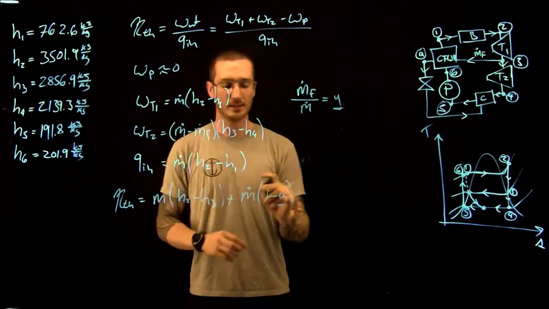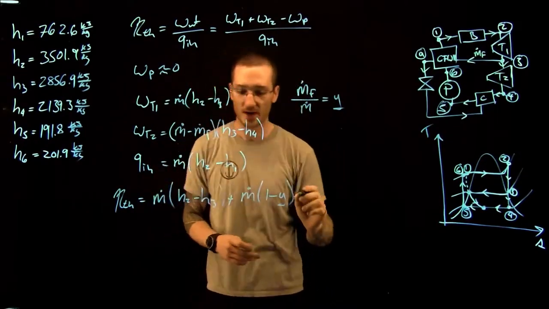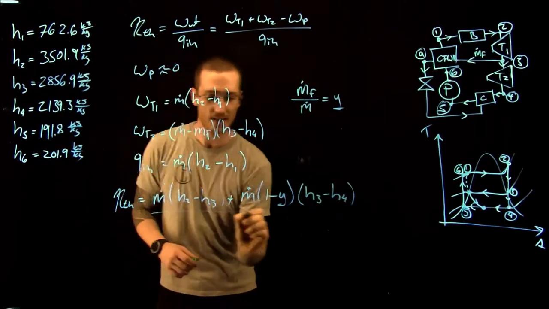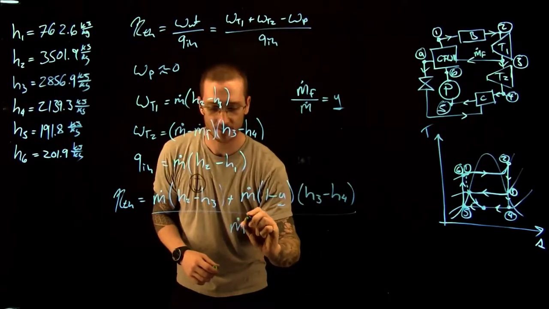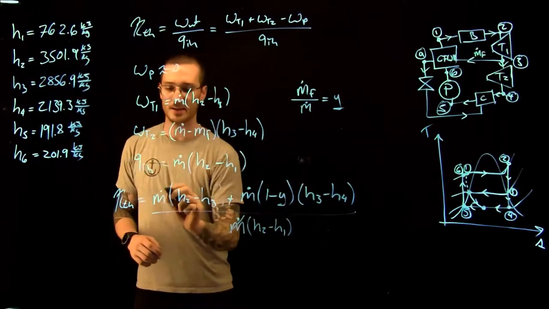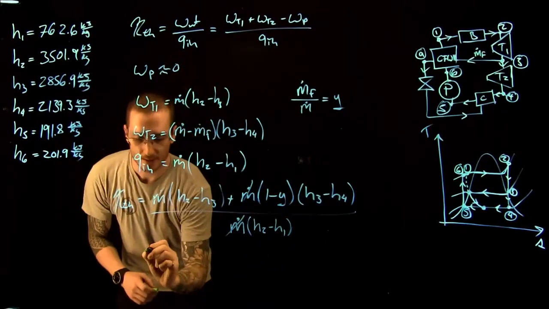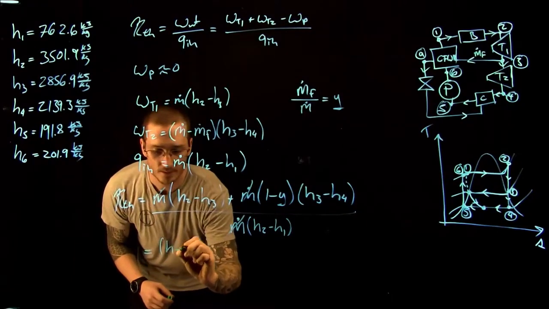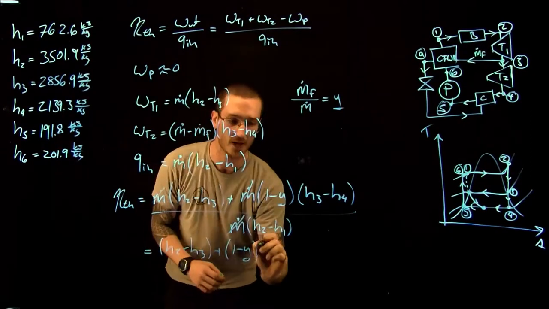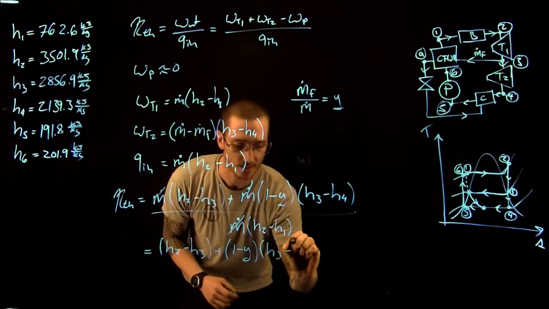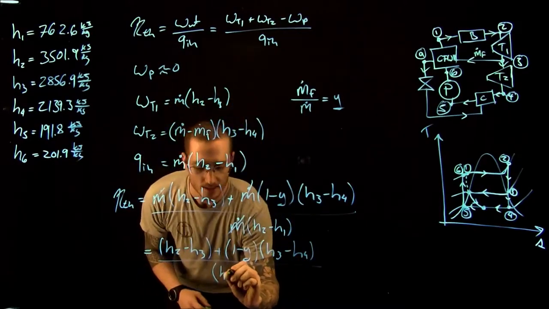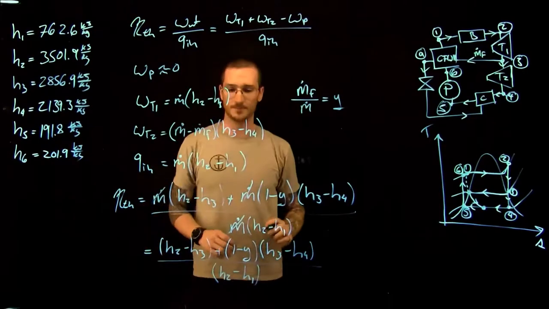So our mass flow rate, this gives us just our mass minus our mass fraction times the enthalpy at 0.3 minus the enthalpy at 0.4 divided by our mass flow rate times the enthalpy at 0.2 minus the enthalpy at 0.1. We can see here that our m dots cancel, and we get that this is equal to the enthalpy at 2 minus the enthalpy at 3 plus 1 minus y, our mass fraction here, times the enthalpy at 3 minus the enthalpy at 4, divided by the heat addition by the boiler.